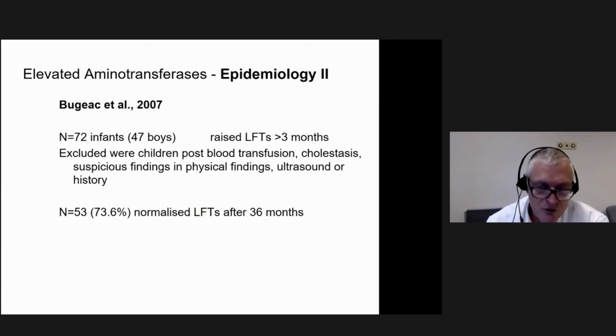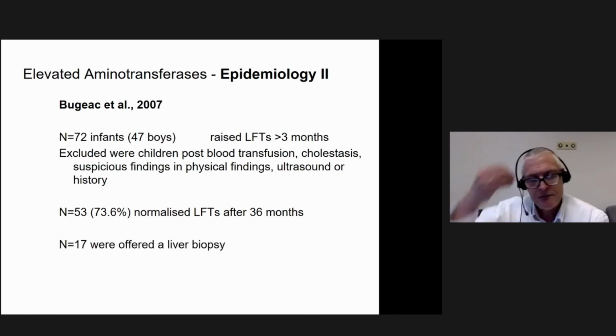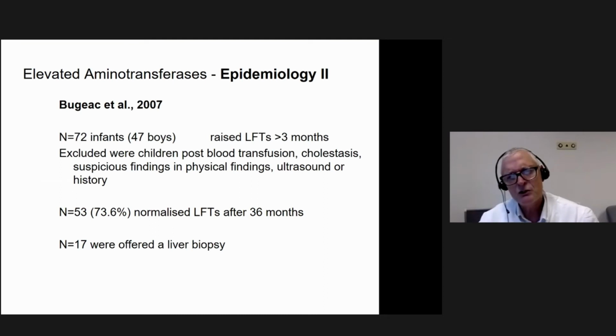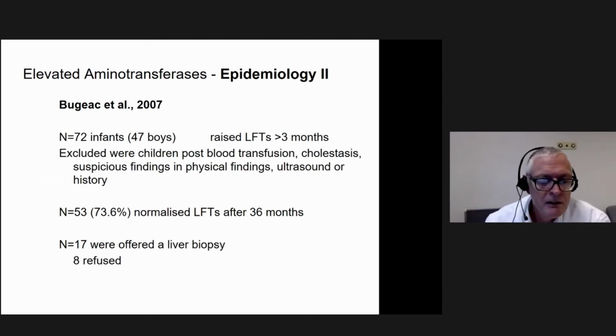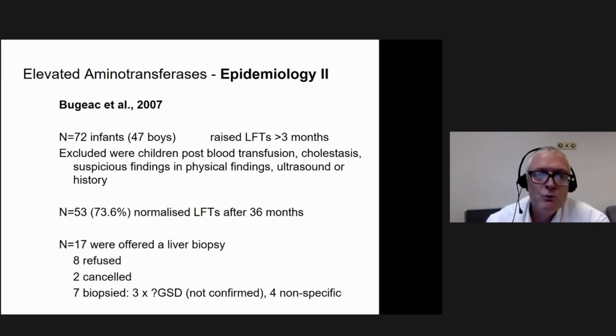3/4 again normalized. 17, then he said, oh, you need a biopsy. 8 of these families refused, 2 canceled, 7 were biopsied, in fact. In 3, glycogen storage disease was suspected, and 4 were non-specific. So that's a challenge for us hepatologists. Are we looking at the right children?